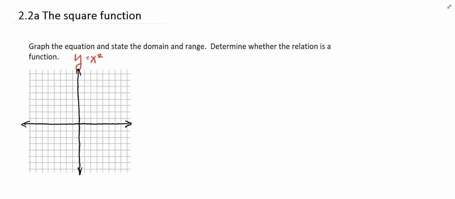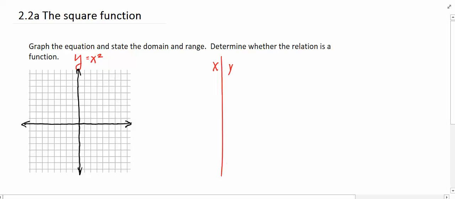We're going to take a look at graphing some relations, and then we're going to state the domain and range, and then determine if the relation is actually a function. So here we have the square function, y is equal to x squared, and I'm just going to start off by making a table of values to figure out.